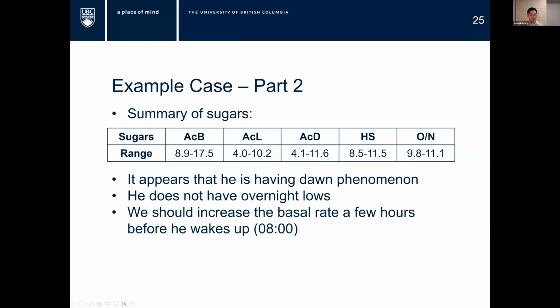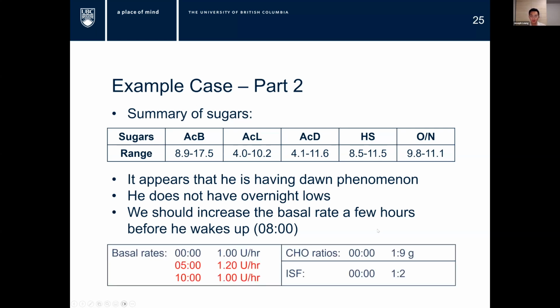So in this kind of a situation where, as you can see, there's lots of higher blood sugars fasting, that's where you might actually increase the basal rate a few hours before he wakes up, and you might leave it at a higher rate for a few hours before turning it back down. So in this kind of a situation, you might bump up the basal rate by about 20% or so.